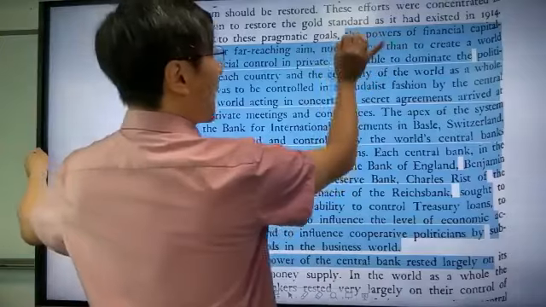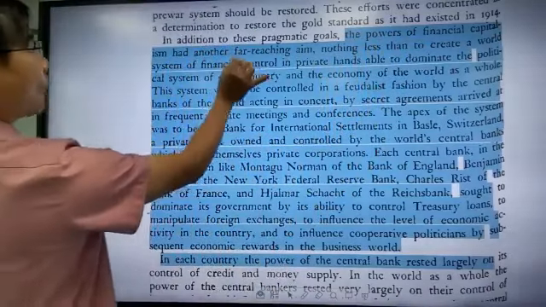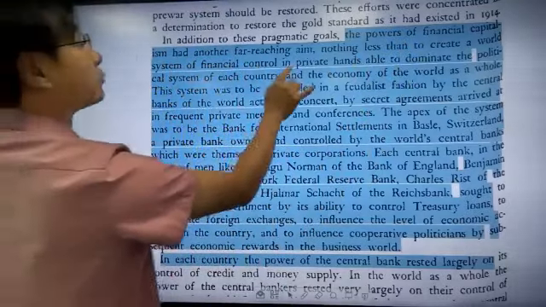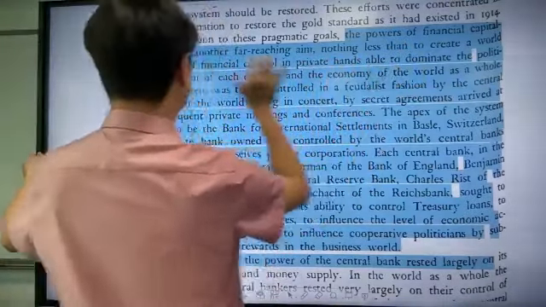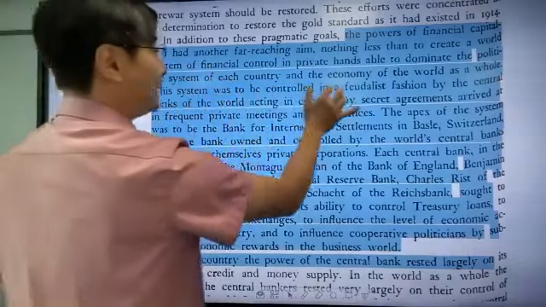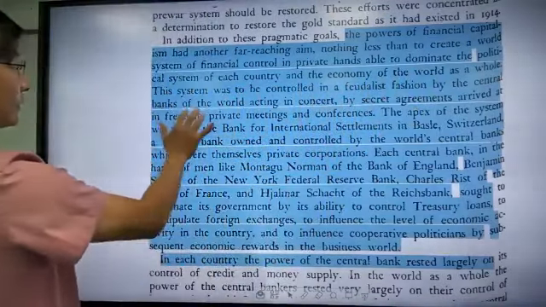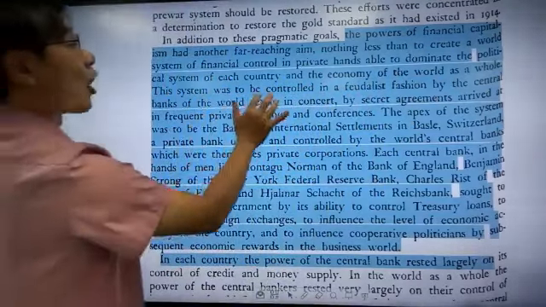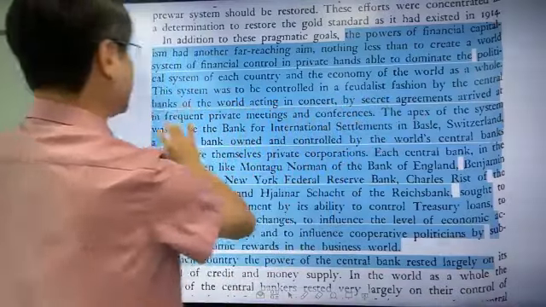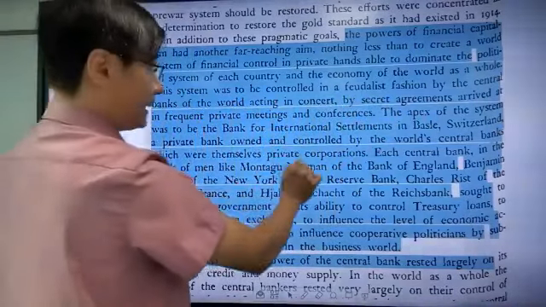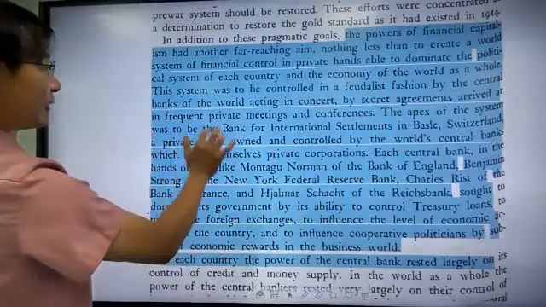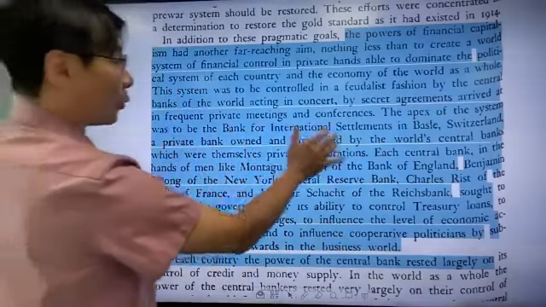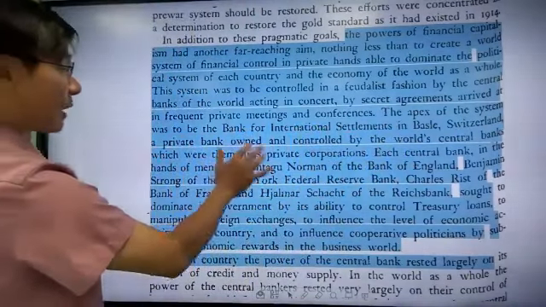After World War I, the powers of financial capitalism had another far-reaching aim, nothing less than to create a world system of financial control in private hands, able to dominate the political system of each country and the economy of the world as a whole. This system was to be controlled in a feudalist fashion by the central banks of the world, acting in concert by secret agreements arrived at in frequent private meetings and conferences. The apex of the system was to be the Bank for International Settlements in Basel, Switzerland, a private bank owned and controlled by the world's central banks, which were themselves private corporations.